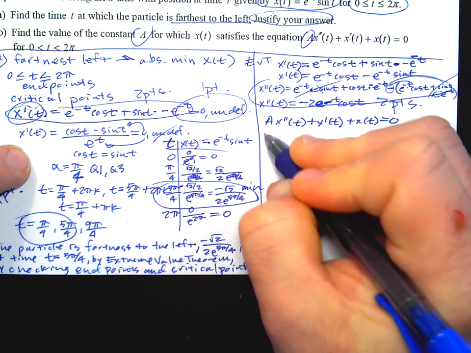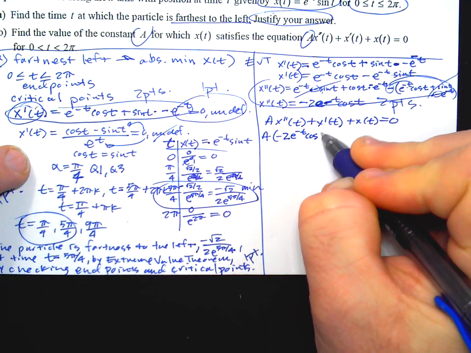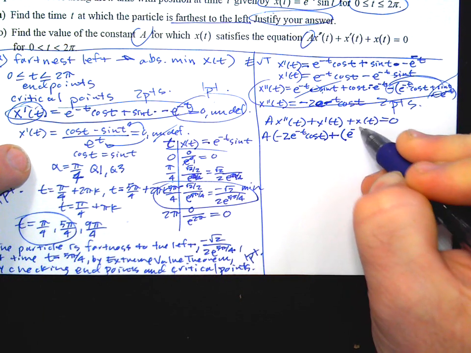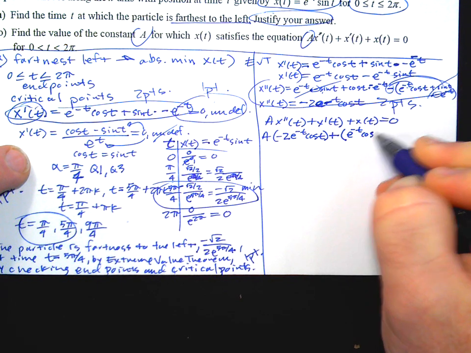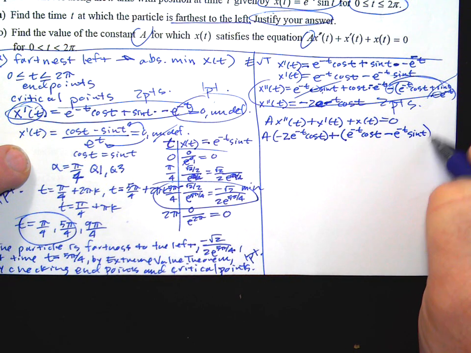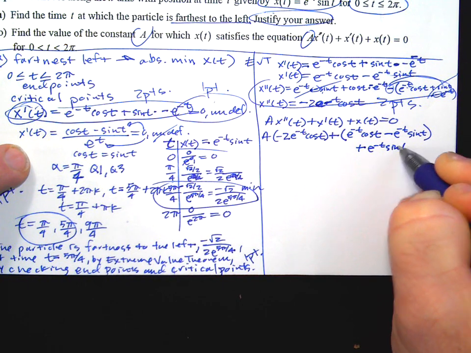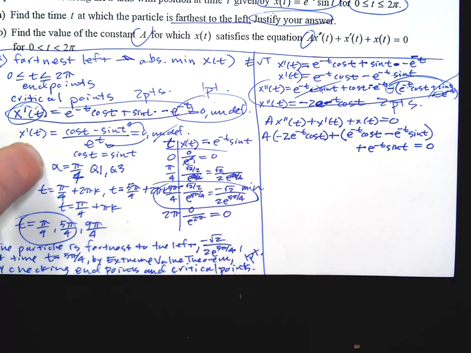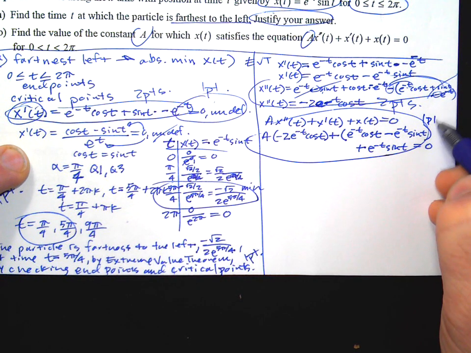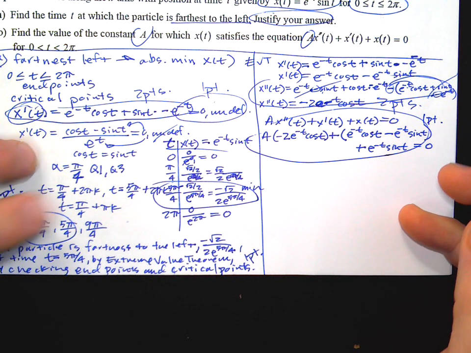Substitute them in. So we're going to get negative 2 e to the negative t cosine t plus x prime, which was e to the negative t cosine t minus e to the negative t sine t, right? Plus the original equation, a times e to the negative t sine t, equals 0. Now, just the act of plugging those in, hey, you get a point. That was a good idea. That was important. You have to do that.